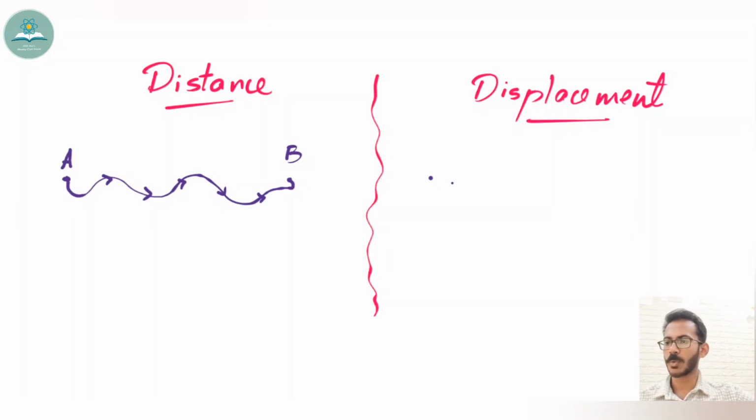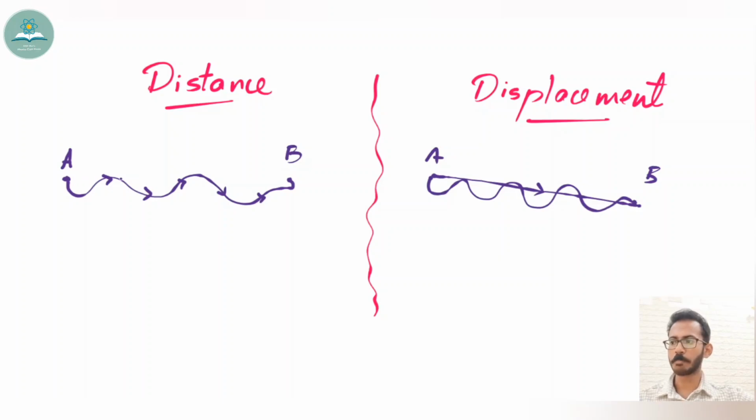Think of the same case here also. The ant is moving like this and reaches here from A to B. If we draw a straight line connecting A and B, then this is called the displacement. The complete path covered by the ant to reach B from A is called its distance. So distance is the complete path covered by an object. Displacement is the shortest distance between initial position A and the final position B. Since it is the shortest distance, it will always be a straight line having a single direction.